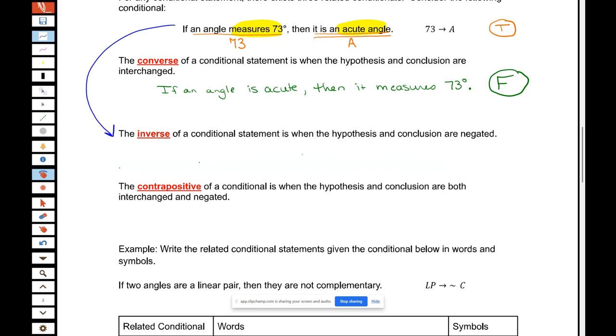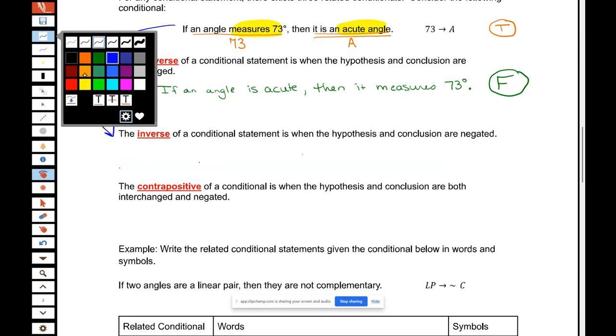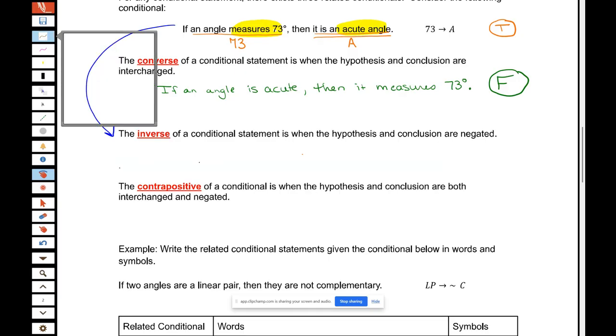you keep the hypothesis first and the conclusion second. You don't switch them like we did with the converse. We don't switch them. Inverse, you negate and you keep them in the same order. So you say the opposite of what is there. So our original statement says if an angle measures 73. So we're going to say if it doesn't measure 73, then it is acute. We're going to say if then it's not acute.